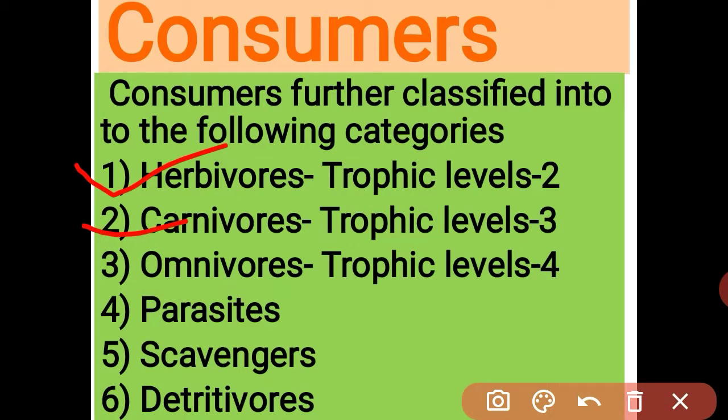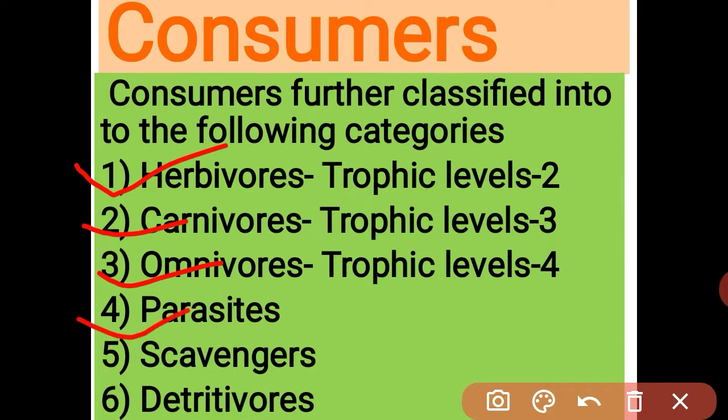The secondary carnivores are the secondary consumers. The wolf is a secondary consumer, and the tiger and lion are the tertiary consumers. And omnivores means organisms which feed on both plants and animals. These organisms are called omnivores, like human beings. Got it student? Herbivores, carnivores, omnivores.